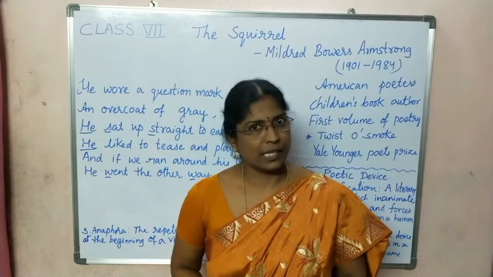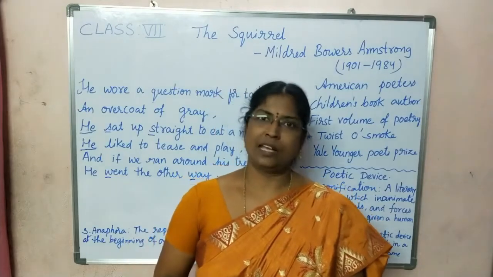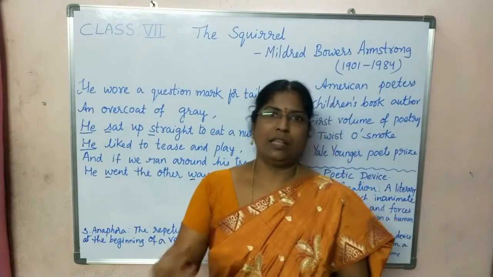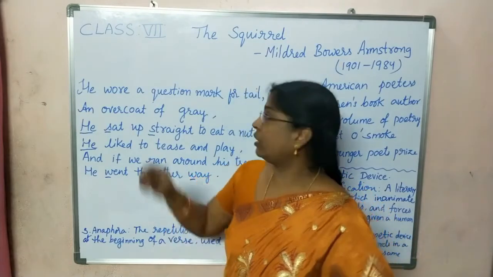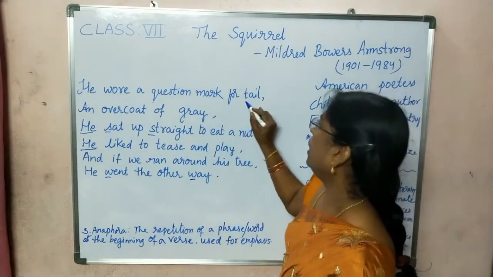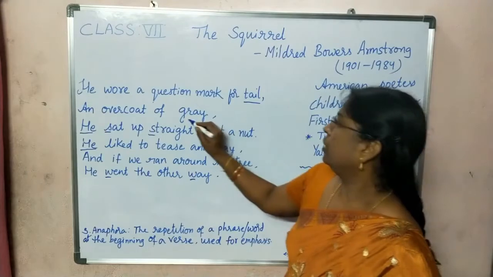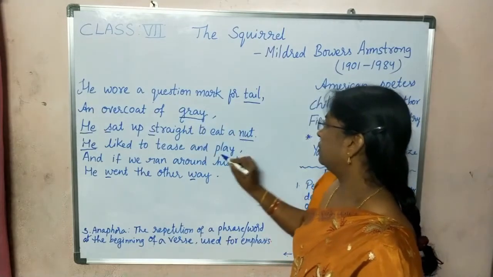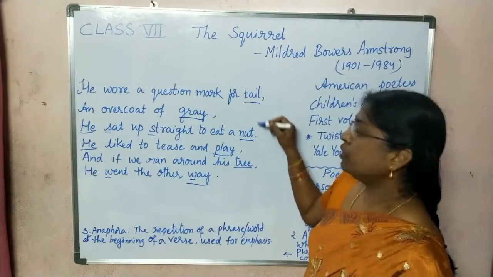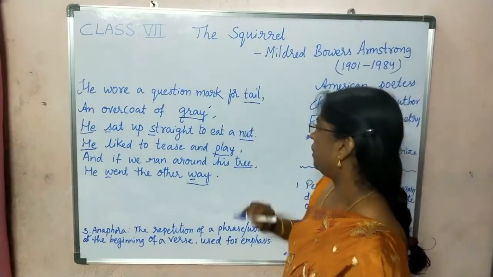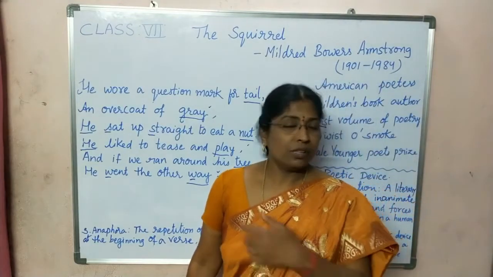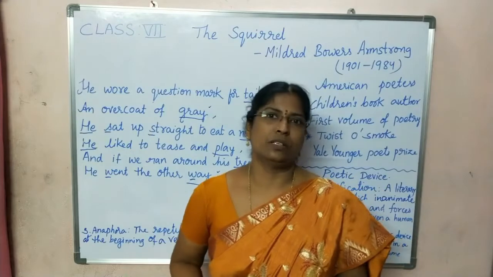Now let us see the rhyming words and the rhyme scheme of this poem. We all know that rhyming words end with the same sound. So we come across rhyming words at the end of each line. Let me underline the words tail, grey, nut, play, tree and way. So here which words are rhyming? Yes, it is grey, play and way. So these three words are the rhyming words for this poem.